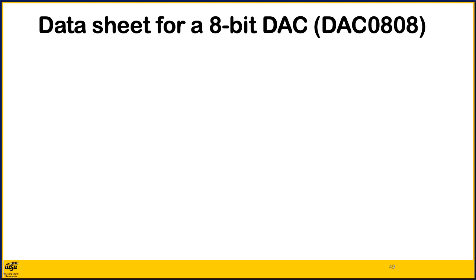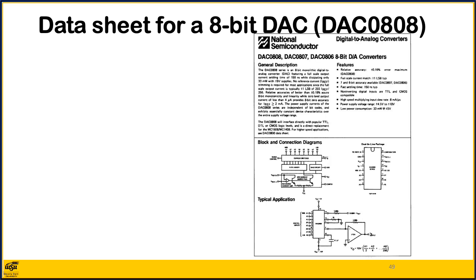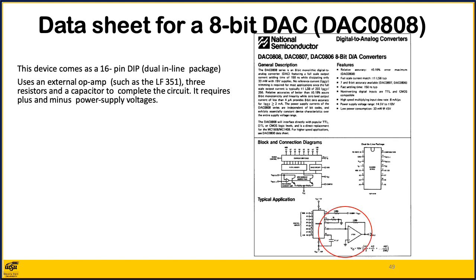Digital to analog converters can be supplied as a single integrated chip, like the one shown. This is a datasheet for an 8-bit DAC, specifically the DAC 0808. This device comes as a 16-pin DIP, or dual inline package, and uses an external op-amp, such as an LF351, 2 resistors, and a capacitor to complete the circuit.